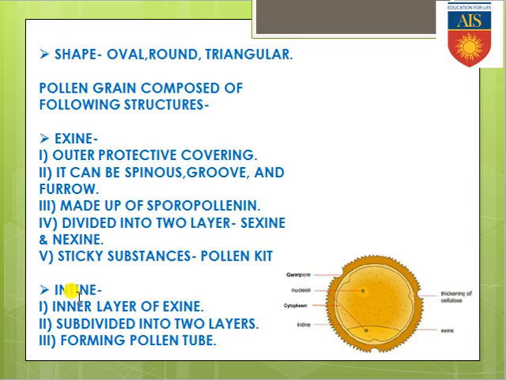If you go within the next layer, you will get the intine. It is the inner layer of the exine, and this layer is again subdivided into two layers like the exine, but the names of these layers are not needed. The most important thing about the intine is that this layer is responsible for forming the pollen tube, because during male gametophyte development, the intine layer protrudes out and forms the club shaped pollen tube, which comes out through the exine. So the intine has that specific function of producing the pollen tube.